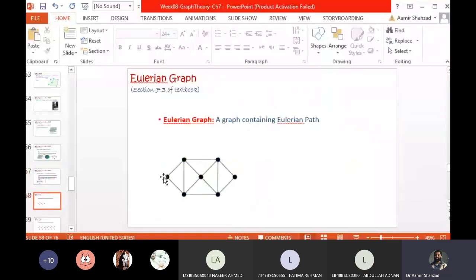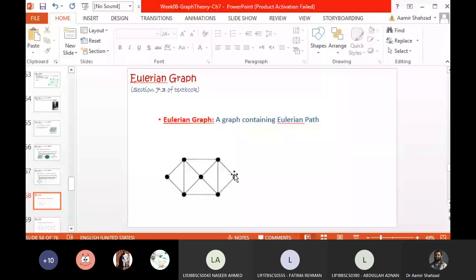So let's look at this thing. Let's try to solve it. I would appreciate it if you can do it on your papers, on your screen. If I start from this point, can I go through each and every edge? Can I traverse like this? So we can see.